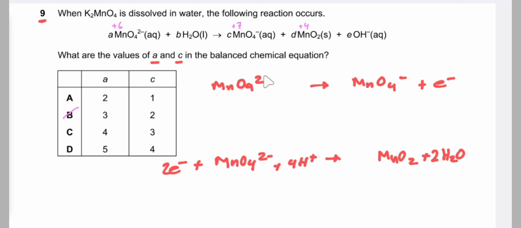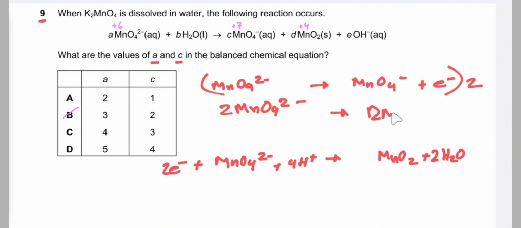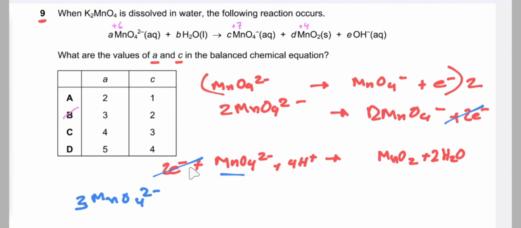Now we need to balance the number of electrons in both equations. Here there are 2 electrons, so we need 2 electrons on the other side as well. So we multiply the first equation by 2: 2MnO4 2 minus changes to 2MnO4 minus plus 2e minus. If we write the overall equation, we add the reactants on one side and the products on the other. So 2MnO4 2 minus and 1MnO4 2 minus give 3MnO4 2 minus, and the electrons cancel each other out.